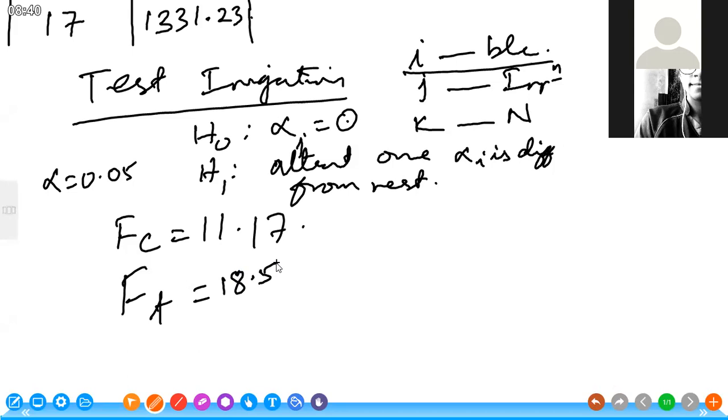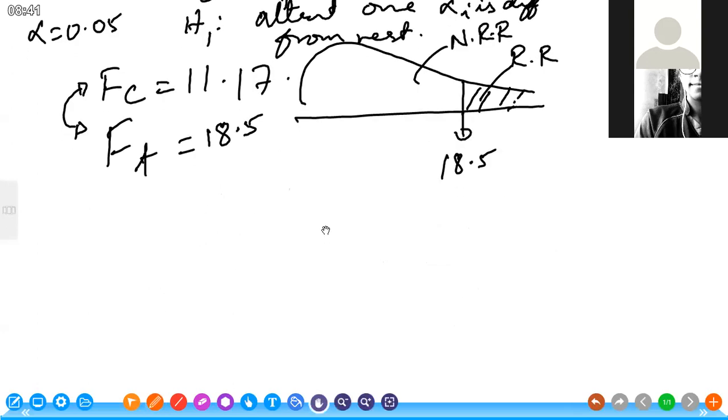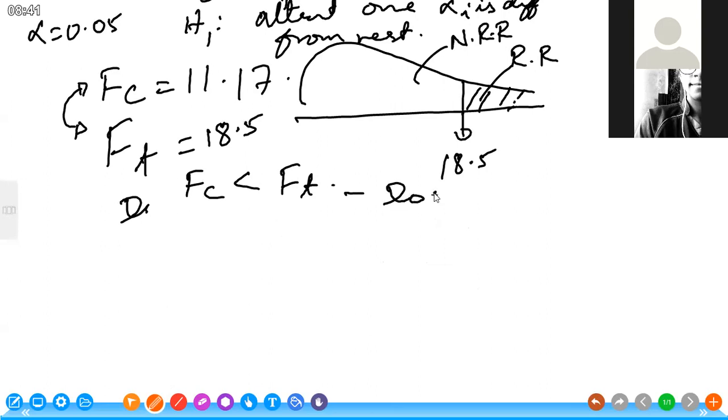Right. Now, what can you say about this, comparing these two values? This is my critical value. This is my rejecting region. This is the non-rejecting region. Tell me, what is the scenario here? Are we rejecting or accepting? Accept the null hypothesis, because our calculated value is less than the table value. Therefore, do not reject our null hypothesis. In other terms, accept our null hypothesis.